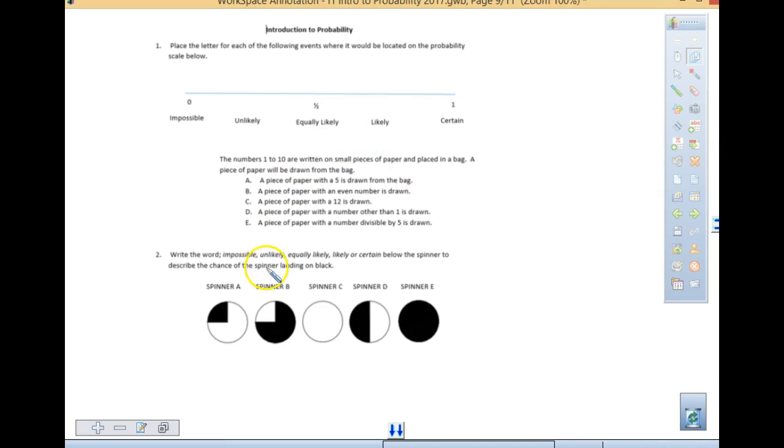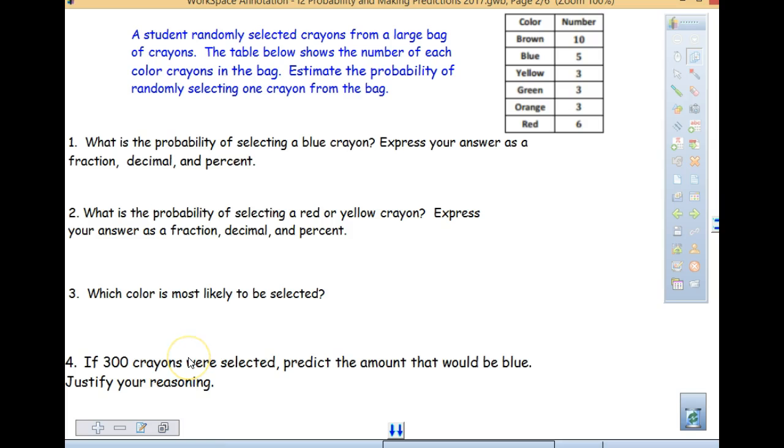Now, tonight you're going to be doing the homework, which is worksheet 1I1. Don't put your notes away. Selected crayons from a large bag of crayons. The table below shows the number of each color crayon in the bag. Estimate the probability of randomly selecting one crayon from the bag.